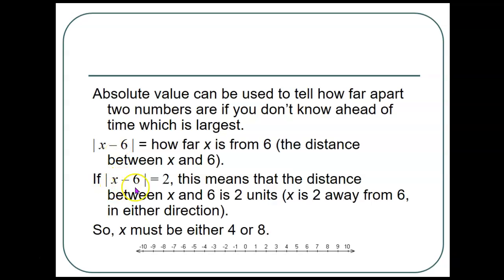If I say the absolute value of x minus 6 is 2, that means that the distance between x and 6 is 2 units. So x is 2 units away from 6. Here's 6. What are the numbers that are 2 units away from 6? Well, if we go 2 units this way, we get to 8. If we go 2 units this way, we get to 4. So the two possibilities for x are 4 or 8.